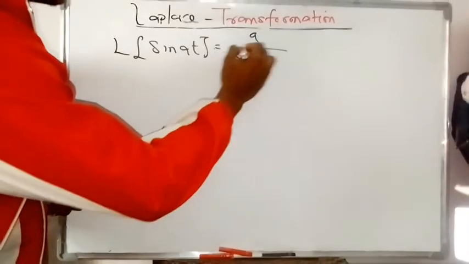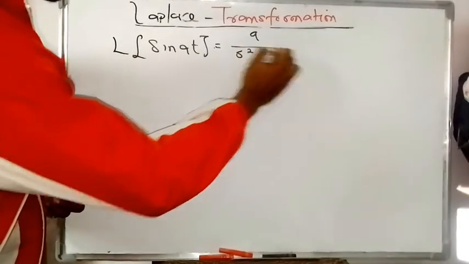Back to another session on Laplace transformation. In our last video, we learned how to derive the Laplace of the sine function of a constant. In case you haven't watched it, we treated the Laplace of sin at, which is equal to a divided by s squared plus a squared.